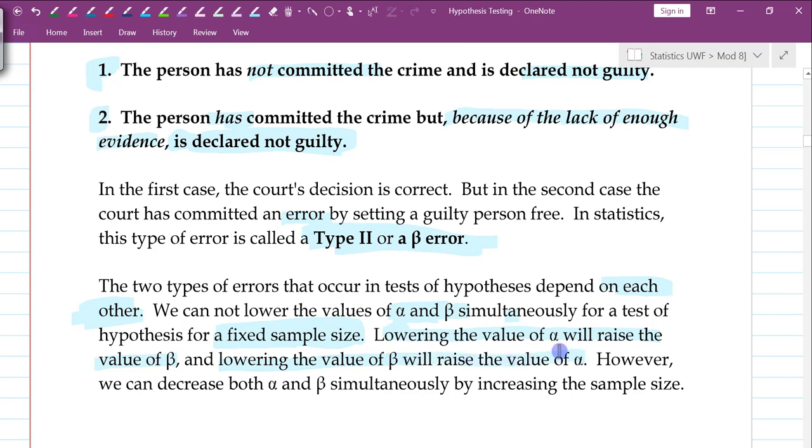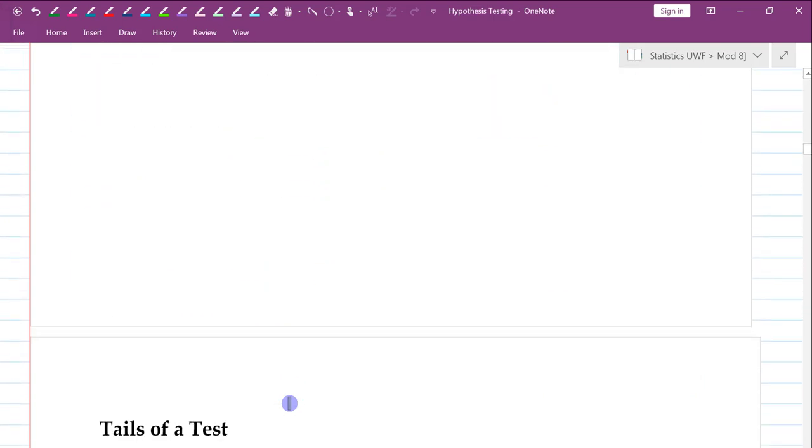So you're going to increase the probability of a type 2 error if you lower the probability of a type 1 error. Or you will increase the probability of a type 1 error if you lower the probability of a type 2 error occurring. They are directly influenced by each other. They are not independent. However, we can decrease both alpha and beta simultaneously by increasing our sample size. That's one thing we can do to directly influence the probability of alpha and beta, and decrease them, is by increasing our sample size.